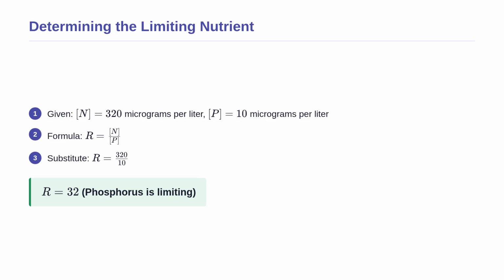By dividing 320 by 10, we get a final ratio of 32. We then compare this to the ideal biological Redfield ratio of 16. Because 32 is much greater than 16, there is an overwhelming abundance of nitrogen. Physically, this means phosphorus is the limiting nutrient. Adding even a little more phosphorus will trigger a massive algae bloom.